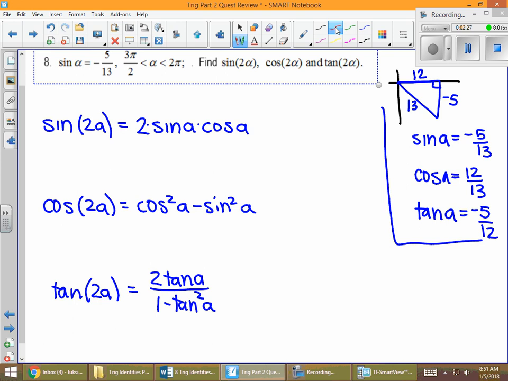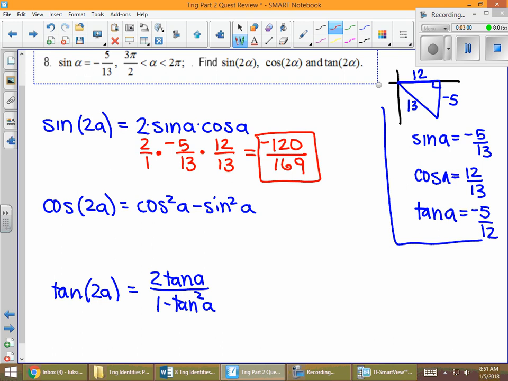All right, hopefully you gave those a try. When I'm working fractions, I like to turn everything in my problem into a fraction. So I'm going to change that 2 into a 2 over 1. Negative 5 over 13 is sine. Cosine is 12 over 13. You can absolutely use your calculator or just multiply across. 2 times negative 5 is negative 10, times 12 is negative 120. 1 times 13 is 169. Beautiful.